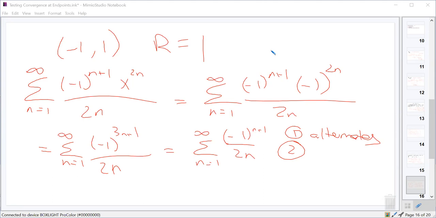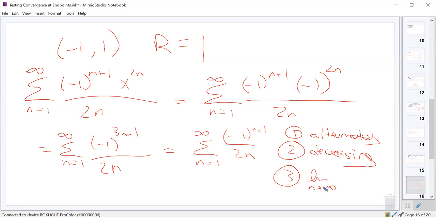The second criteria is that these terms need to be decreasing if we take the absolute value. And so we can see that these are decreasing, right? If I plug in n equals 1, this becomes a 1/2. If I plug in n equals 2, this is a 4. If I plug in n equals 3, it's a 6, right? And then it's an 8, and then it's a 10, and so on. So these are decreasing.